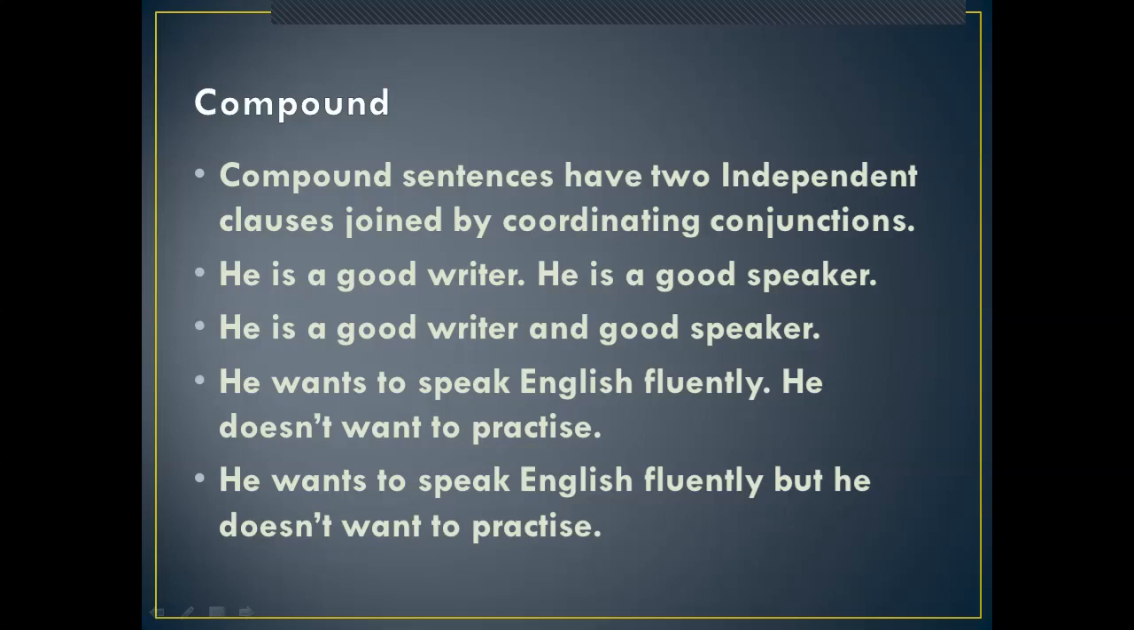Let's see another example. He wants to speak English fluently. He doesn't want to practice. He wants to speak English fluently, but he doesn't want to practice. So here are two independent clauses. He wants to speak English fluently is one independent clause. He doesn't want to practice is another independent clause. These two independent clauses are joined by a coordinating conjunction. This is a compound sentence. In a compound sentence, two independent clauses will be there and they will be joined by a coordinating conjunction.